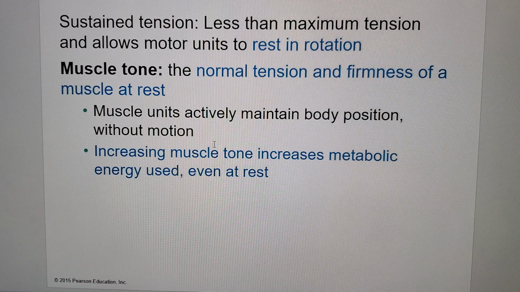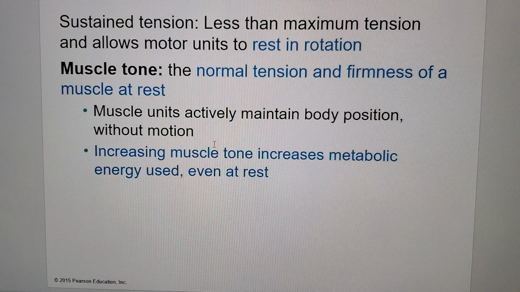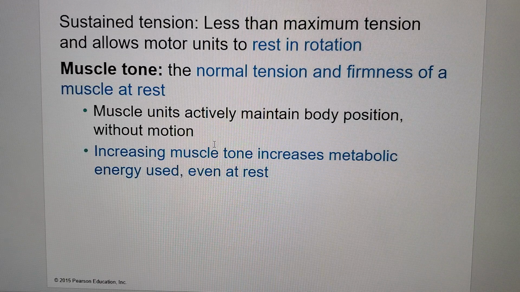Muscle tone. This is the normal tension and firmness of a muscle at rest. The muscle units are going to actively maintain body position. If you think of a bodybuilder, they've increased muscle tone. Their muscles become really rather firm, very hard or firm. This is going to increase the metabolic energy used even when that bodybuilder is asleep. They're using more energy even at rest.